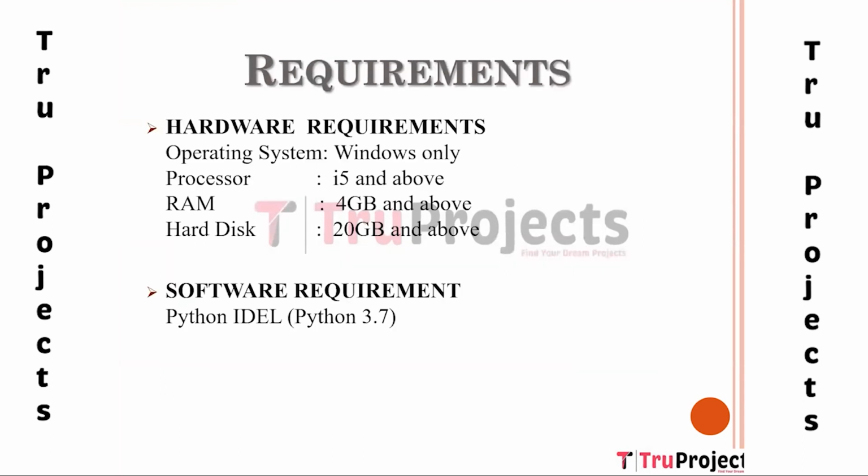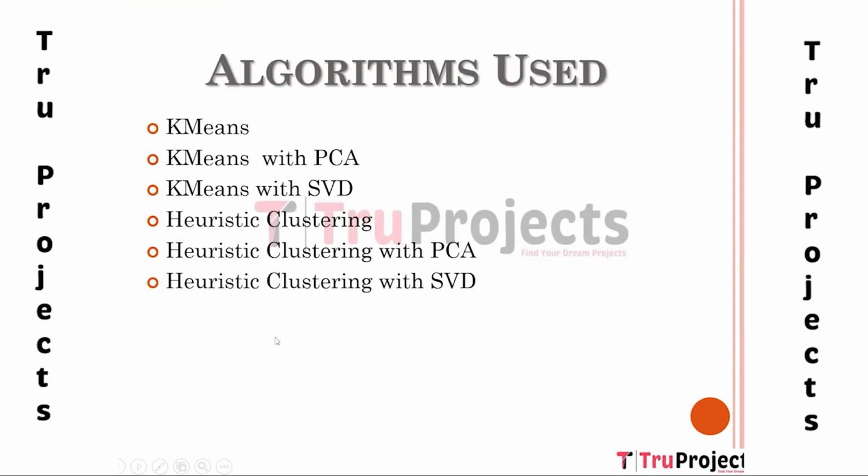Requirements for implementing the project are hardware requirements and software requirements. In hardware requirements, an operating system of Windows, a processor of i5 and above, RAM of 4 GB and above, and a hard disk of 20 GB and above are required. In software requirements, Python IDLE version 3.7 is required. We have used these algorithms in the project.